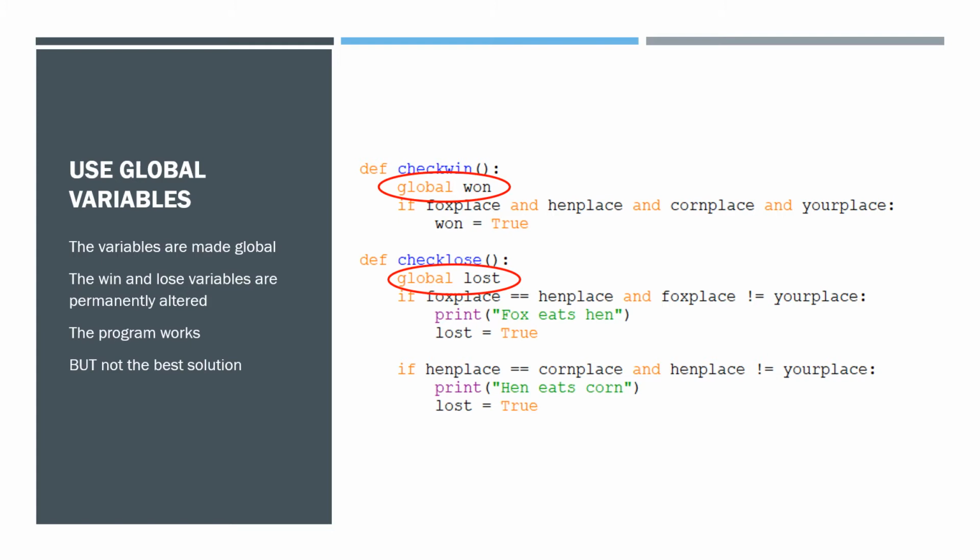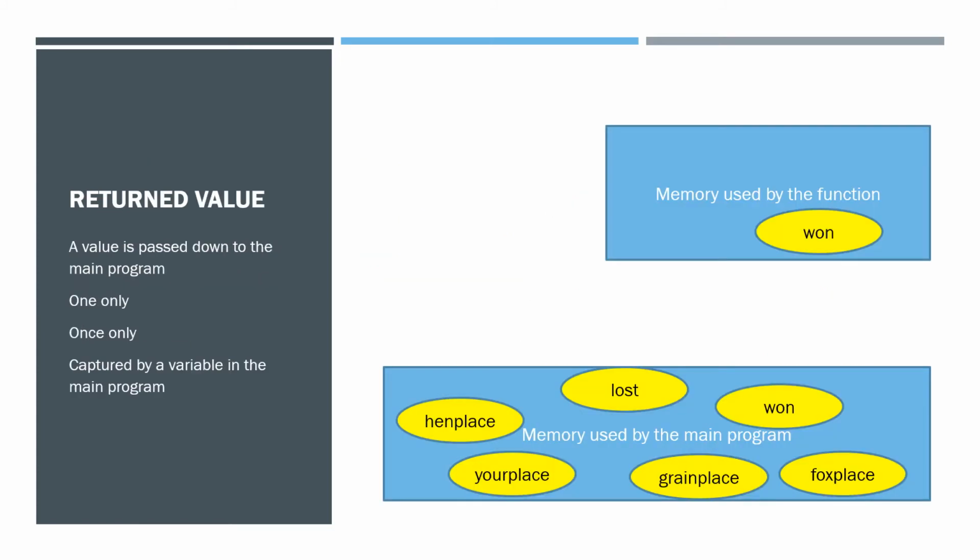So this does work, and I urge you to try it because it's a good way to explore the use of global variables. But in general, I try to avoid the use of global variables, and it's generally seen as bad practice in programming. So although it will work, let's avoid it and let's look for a different way of solving this problem. An alternative to using global variables is to use a returned value.